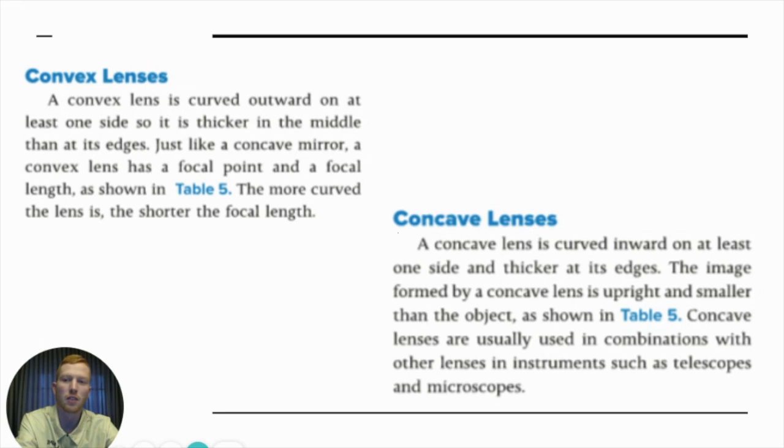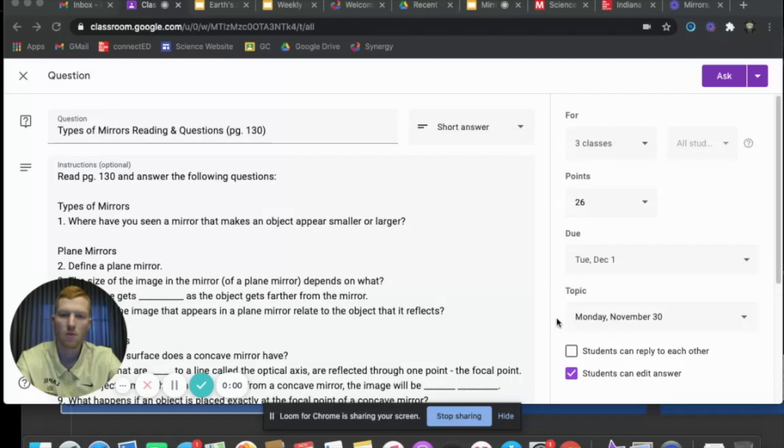That is your answer for your warm-up. You really just need to write the first sentence of each of these paragraphs to then tell me the difference between a convex and a concave lens.